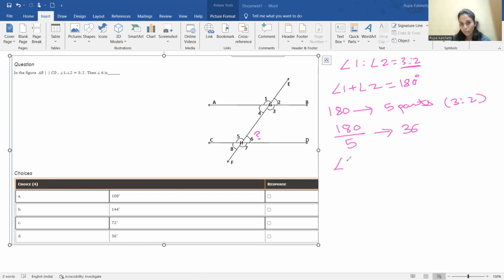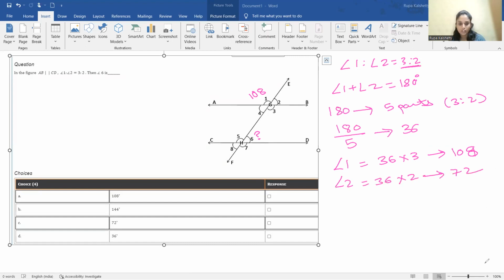Okay, so your angle 1 is 36 times 3. Yes, 36 times 3, that is 30 times 3 is 90. 90 plus 18 is 108. Okay, so your angle 1 is 108. So your angle 2, which is going to be 36 times 2, is going to be 72.